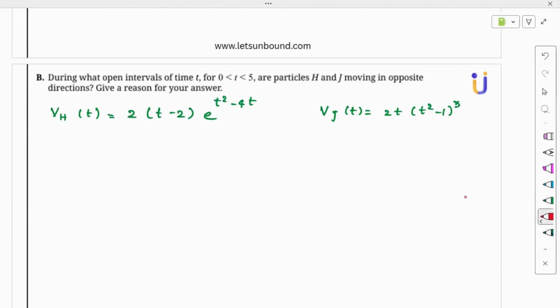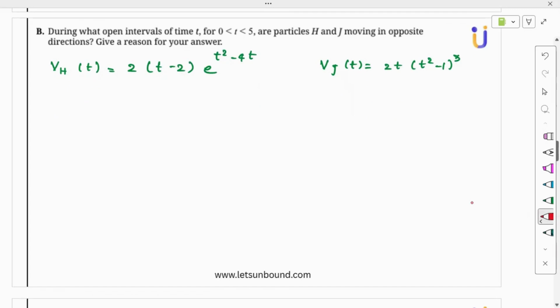Right? If they are moving in opposite directions, it means one velocity will be greater than 0, the other will be less than 0. So we are going to do a combined sign diagram for this. For that you need critical points. Critical points means the points for which your function becomes 0 or undefined. Here only 0, not a rational function, right? So for VH, this exponential factor will never become 0, correct? So t equal to 2 makes VH of t become 0. That's the only critical point.